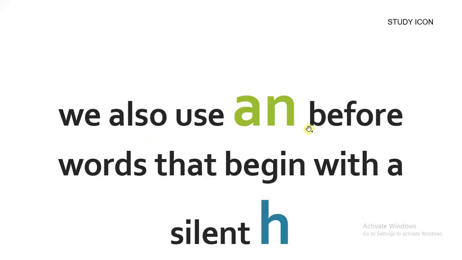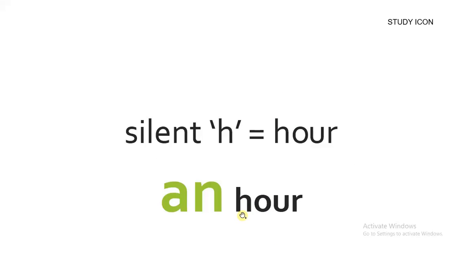We also use an before a word that begins with a silent H, like hour. The spelling of hour starts with H, and H is a consonant, but we are using an because the sound of H is silent here. I'm pronouncing it 'our'. It starts with O sound. This is a vowel, that's why we are using an here.